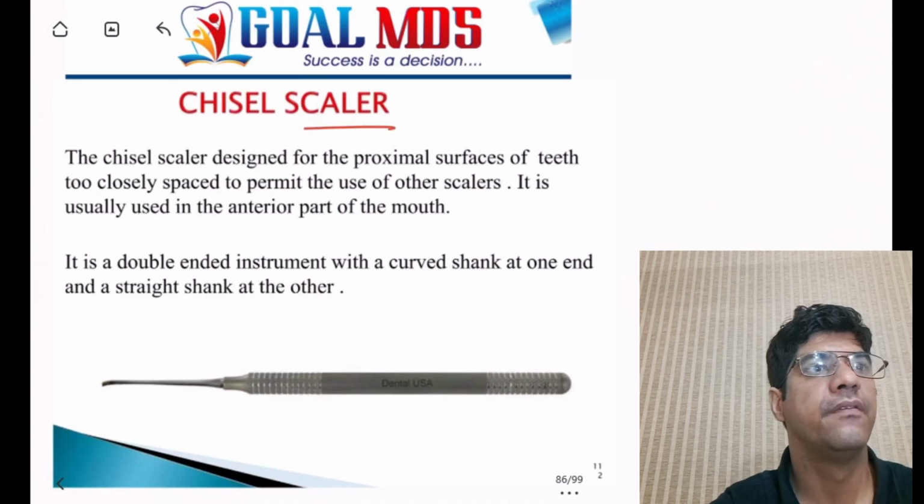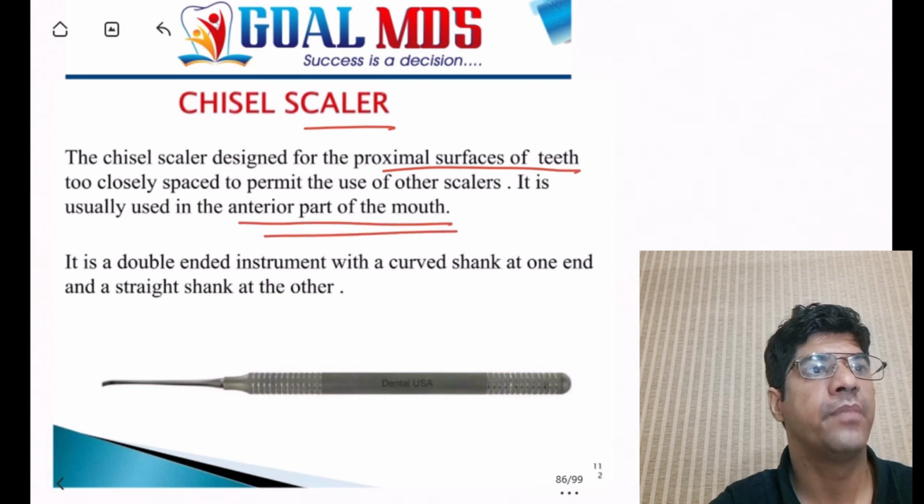Chisel scaler is designed for the proximal surfaces of teeth and used in the anterior part of the mouth.